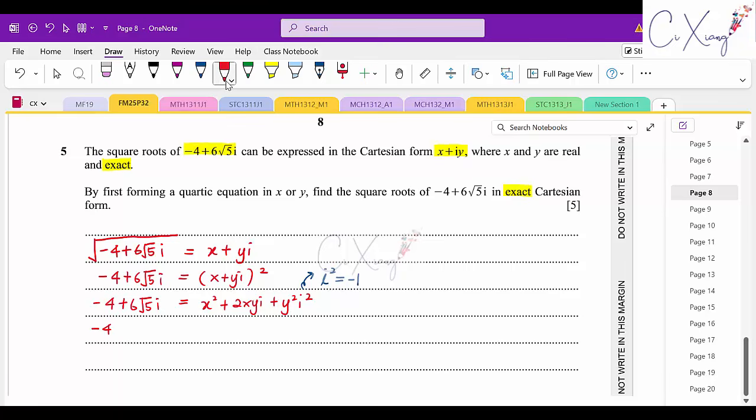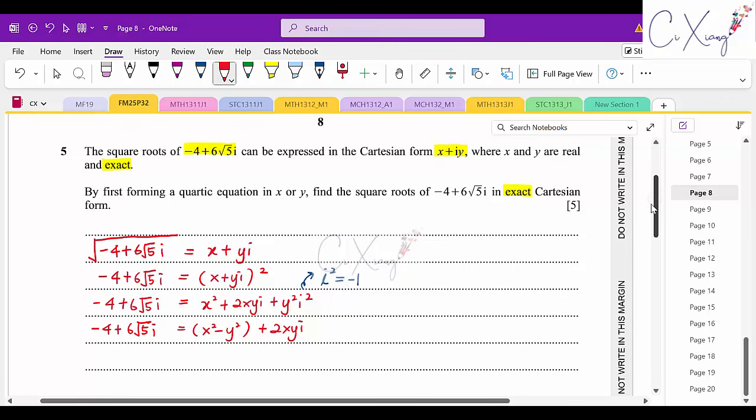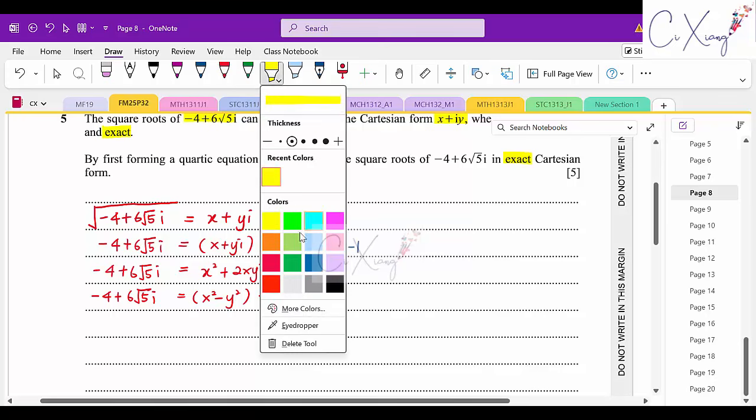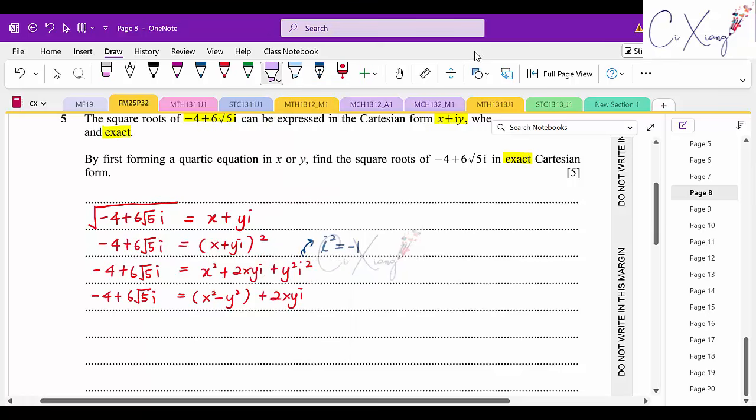Right, then when you have i squared equals -1, it will become negative y squared. So I group all the real numbers together. I have x squared minus y squared plus 2xyi. So this is what I get now. And what should we do now? Next, we try to solve the equation. But how can we solve the equation? What we can do here is compare the real part with the real part, imaginary part with imaginary part.